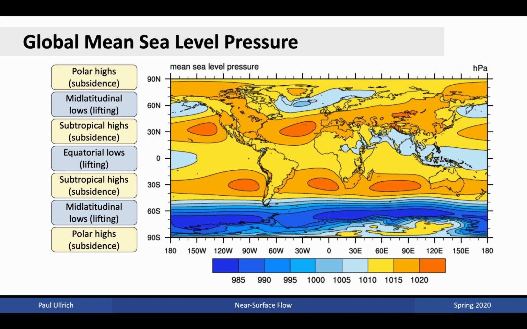In the subpolar regions around 60 degrees south and north, we of course have lows. These are associated with lifting motion along the polar front. And then in the deep polar regions, we have high pressure, which is associated with subsiding motion. This is the subsiding branch of the polar cell. All right, so everything seems to work out quite nicely. We see this consistency then between mean sea level pressure and the global circulations.